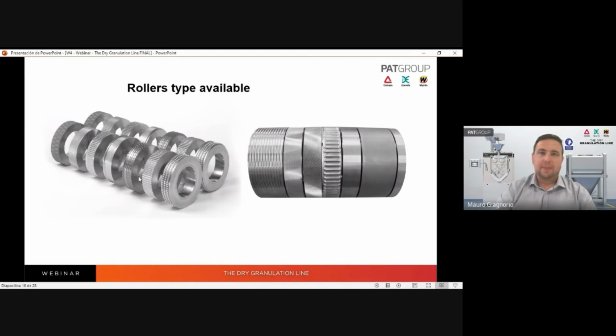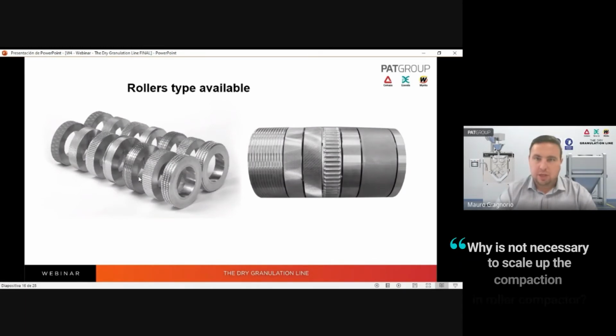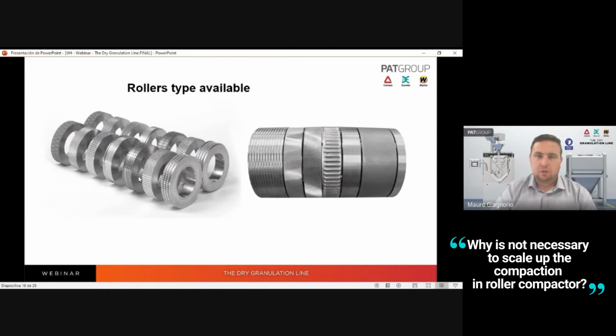Now, let's proceed with the questions that we received, Arturo. The first one says, why is it not necessary to scale up the compaction in roller compactors? Okay. Yes.